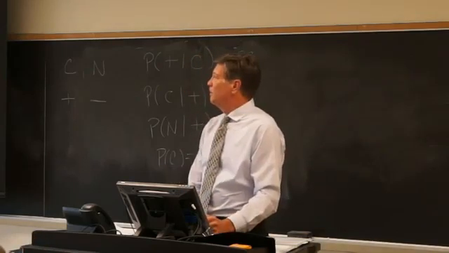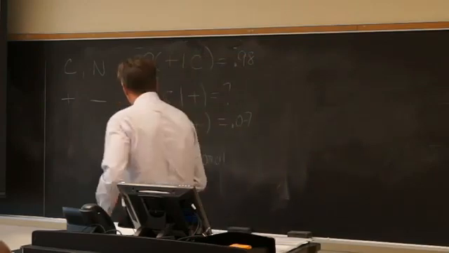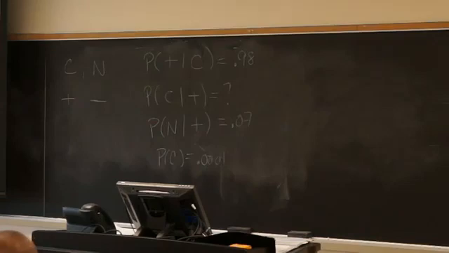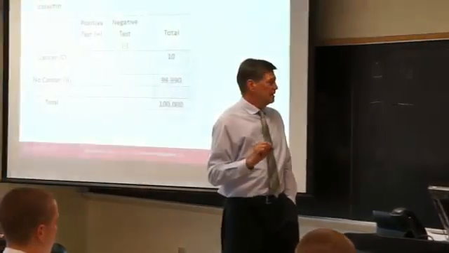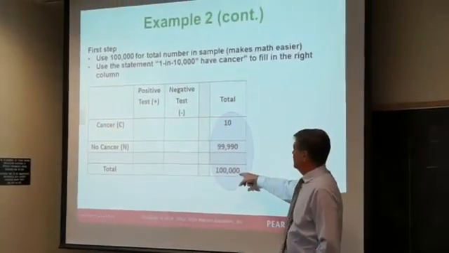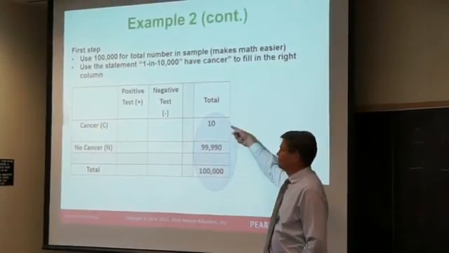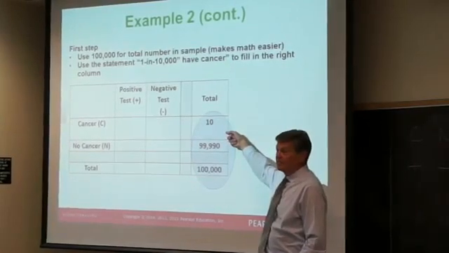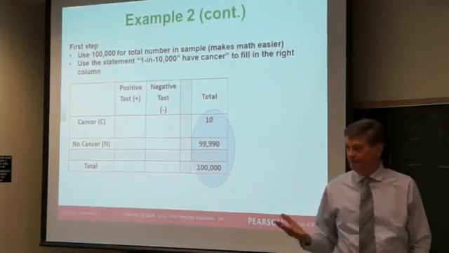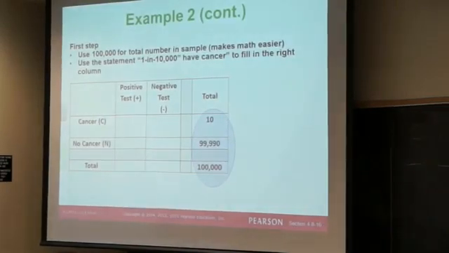Let's do the numbers. The first thing we're going to do is construct this contingency table. And again, I pick a number here that's convenient. I picked 100,000. Why not? So if one person in 10,000 gets this cancer, how many in 100,000 would have it? Well, 10 then. And how many wouldn't? 99,990. All right? First column's done.